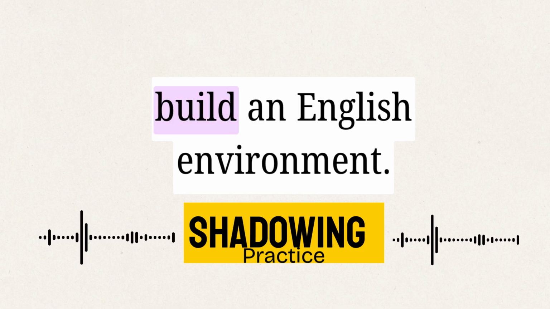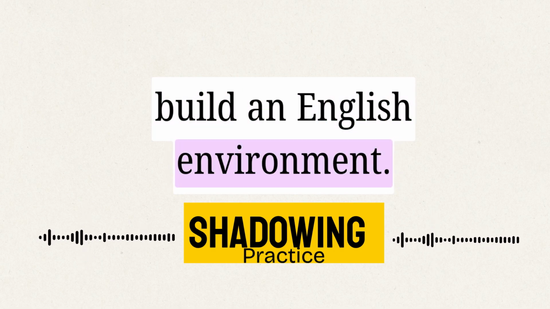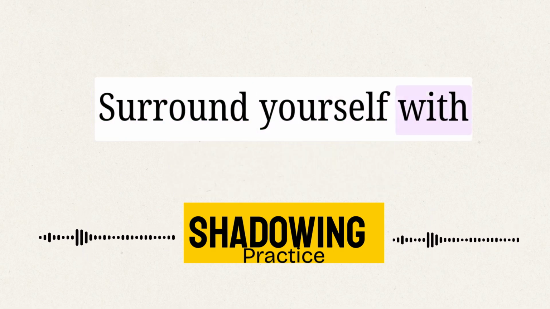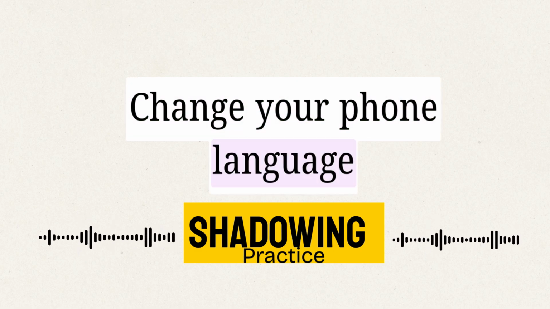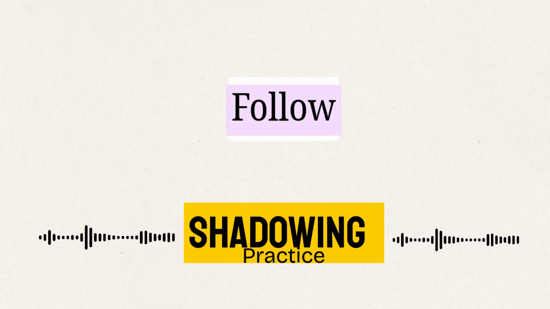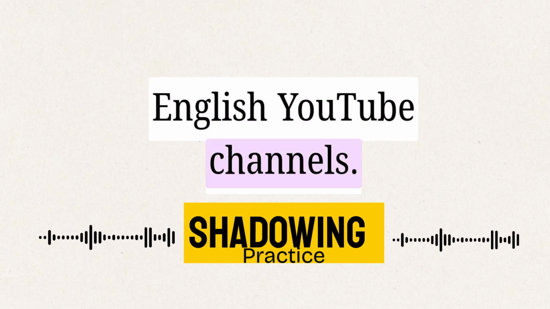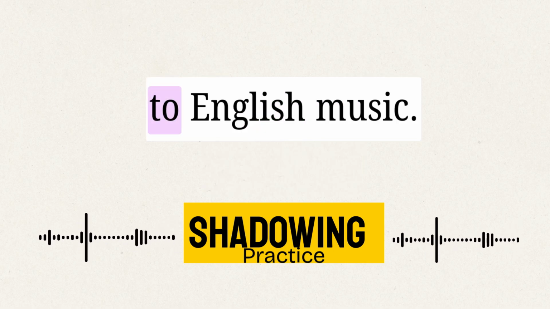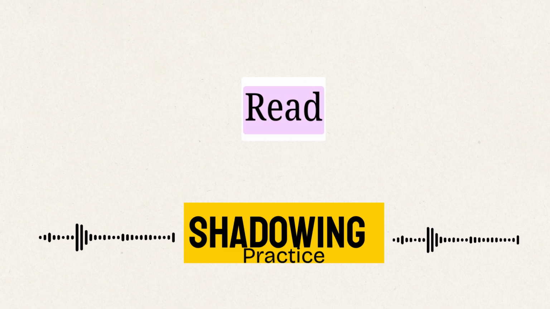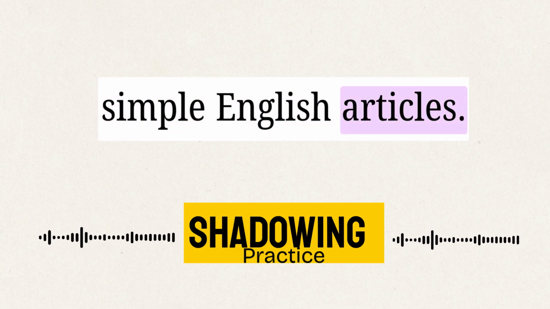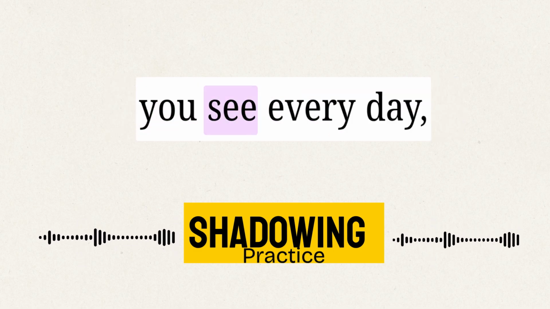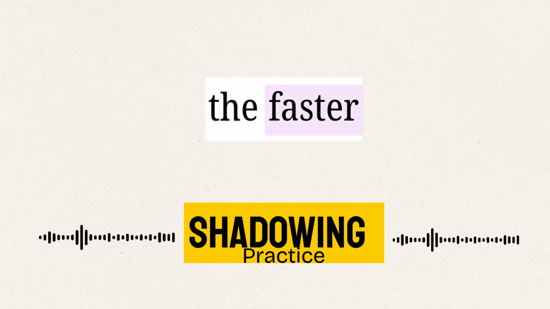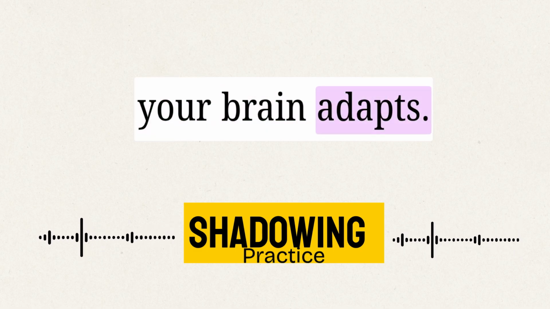Step 10. Build an English environment. Surround yourself with English every day. Change your phone language to English. Follow English YouTube channels. Listen to English music. Read simple English articles. Watch English movies with subtitles. The more English you see every day, the faster your brain adapts.